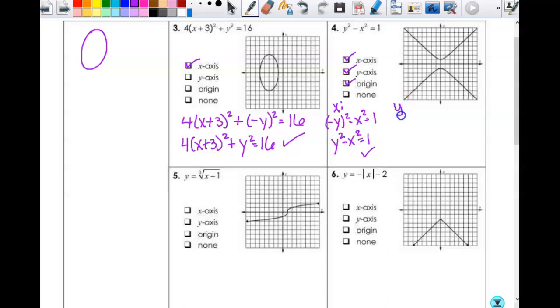Then for y-axis symmetry, I'm going to do y squared minus negative x squared equals 1. So that gives me y squared minus x squared equals 1. And then for origin, negative y squared minus negative x squared equals 1. So y squared minus x squared equals 1.